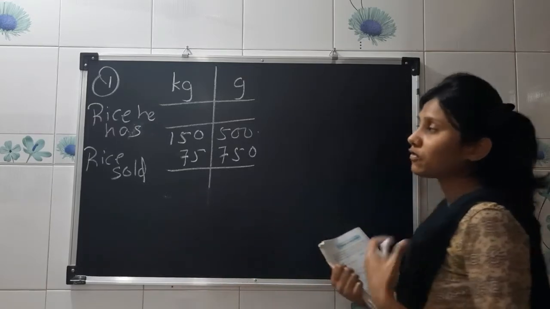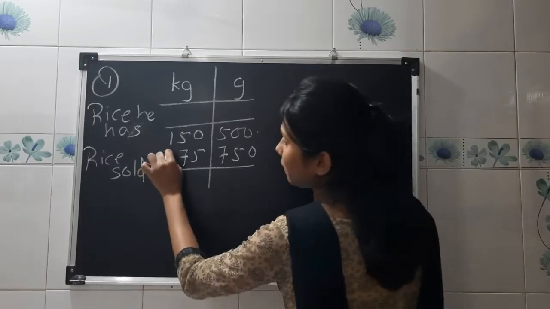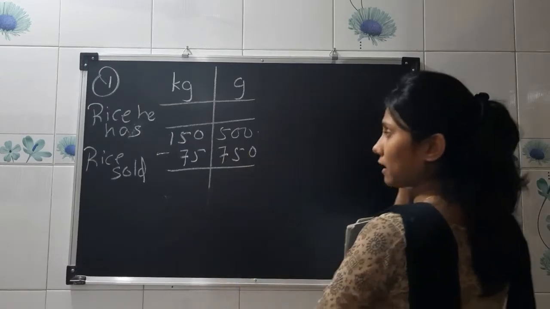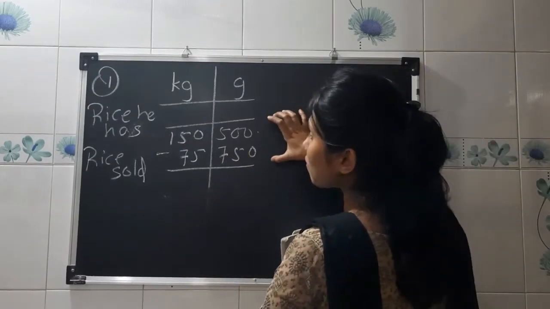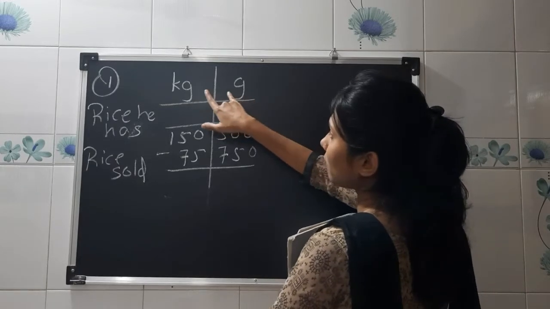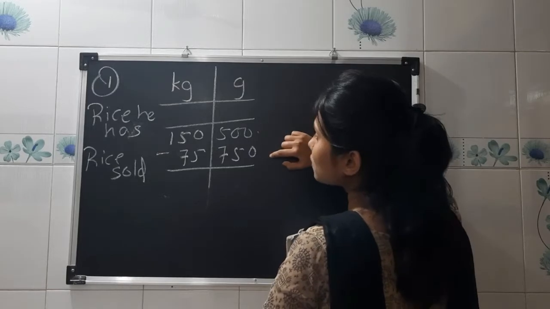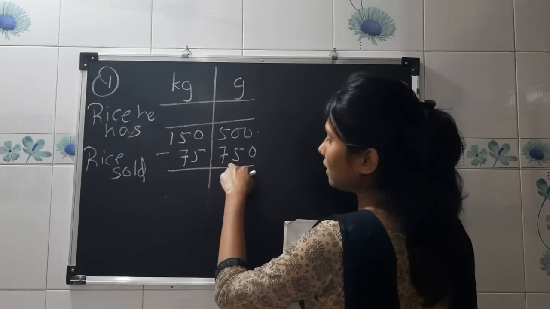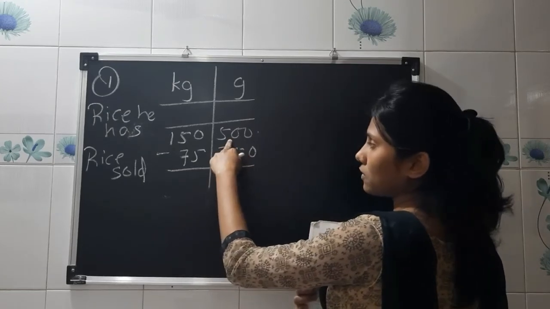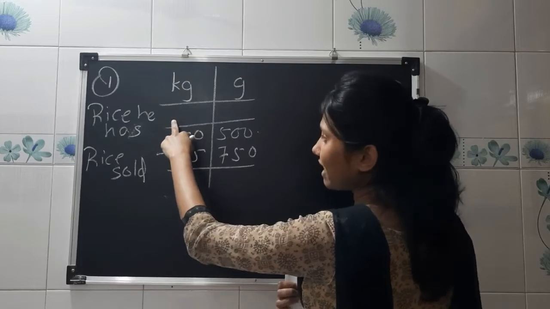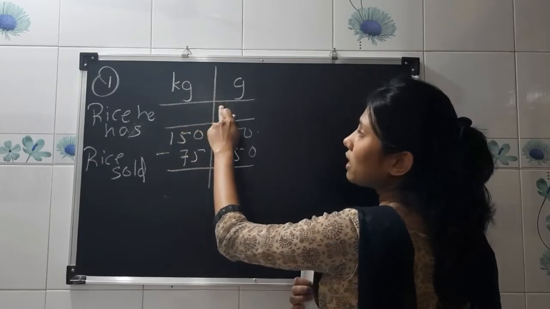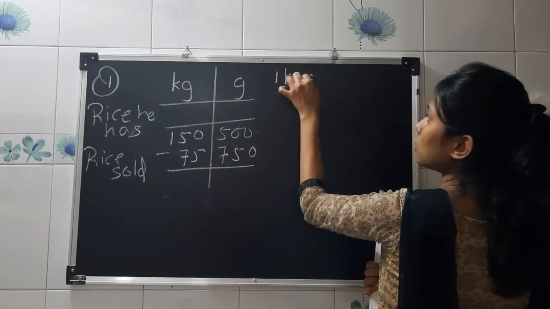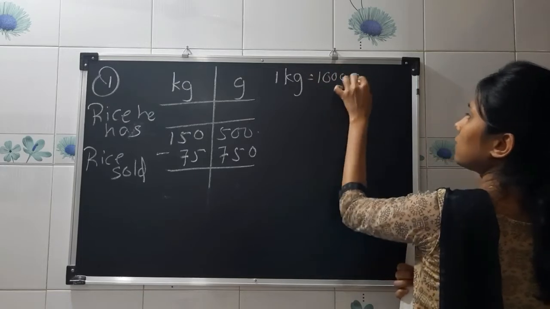So if the word left is used, what we have to do? We have to do subtraction, minus. Okay. So now first while subtracting, what we have to do? We have to subtract the smaller unit. Now here, out of kg and grams, grams is the smaller unit. So first we will subtract this. Now 750 cannot be subtracted from 500. So we will borrow 1 kg from here and we will convert it into grams. Okay. So 1 kg is equal to, you all know, 1000 grams.